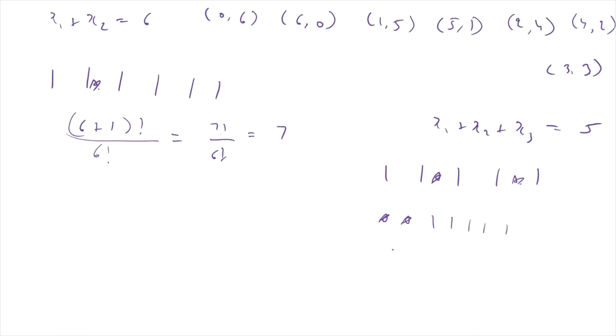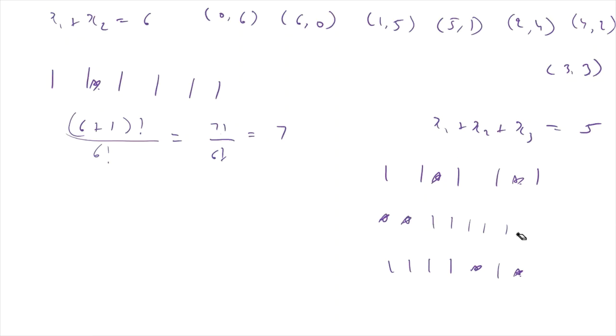Similarly, if I have 1, 2, 3, 4 stars and 1 star, then this represents the value of x1 is 4, the value of x2 is 1, and the value of x3 is 0. All that we have to do to find the number of non-negative solutions of x1 plus x2 plus x3 is equal to 5 is arrange these 5 sticks and these 2 stars in a row.